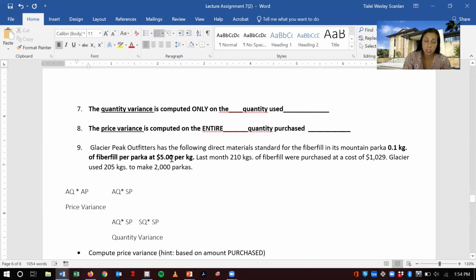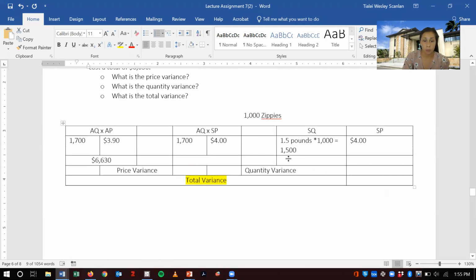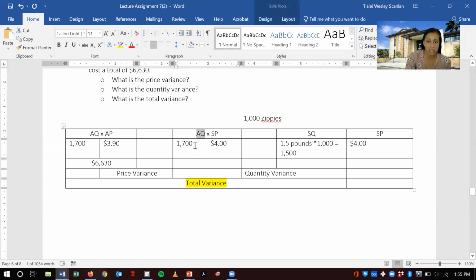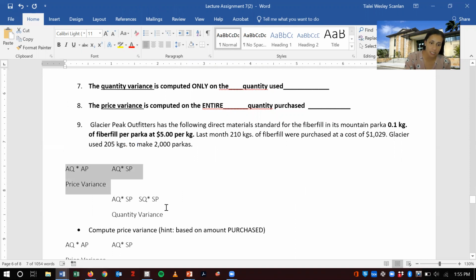Number 9 is very similar to the previous Glacier Peak Outfitters example that we did, but you can see that we have this added sentence that says Glacier used 205 kilograms to make 2,000 parkas. So instead of laying out our formulas horizontally, we're going to break them up into quantity and price, because this actual quantity is going to be different for the price variance and the quantity variance. A little bit tricky, but we can handle it. For price variance, we're going to use this side of the equation, and then we'll repeat the same middle part and look at the quantity variance, and they'll be separate.